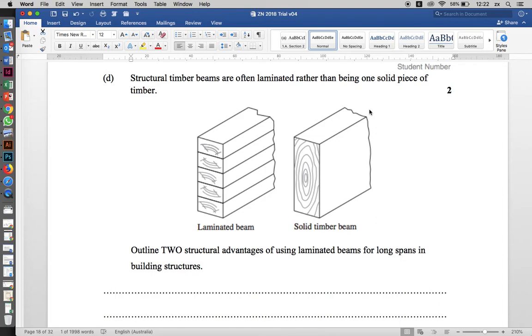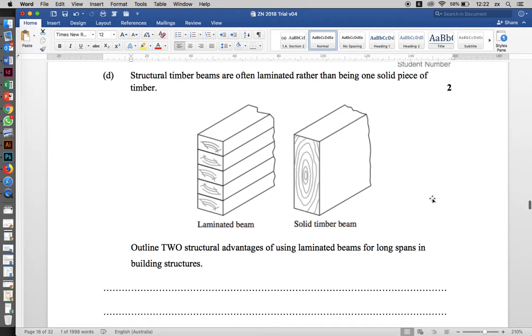What you can get away with is you can say readily available. I'd be willing to accept that, readily available. It's not really a structural advantage, but I'll let that go, whereas I won't let cost go. Okay, in beams for building structures.